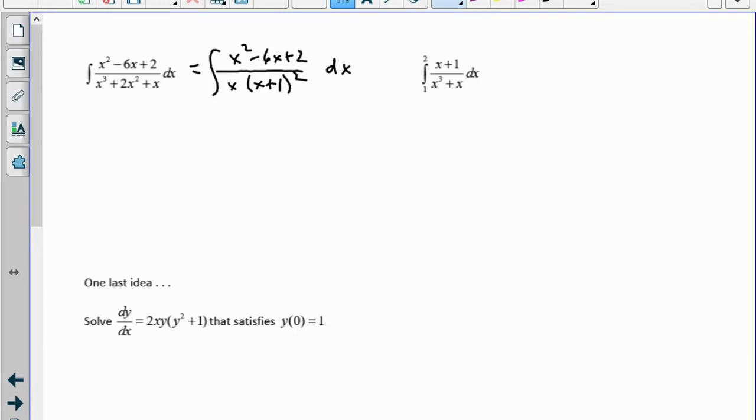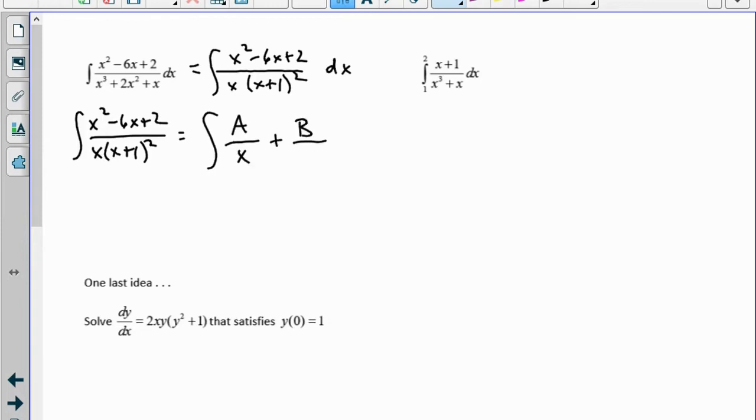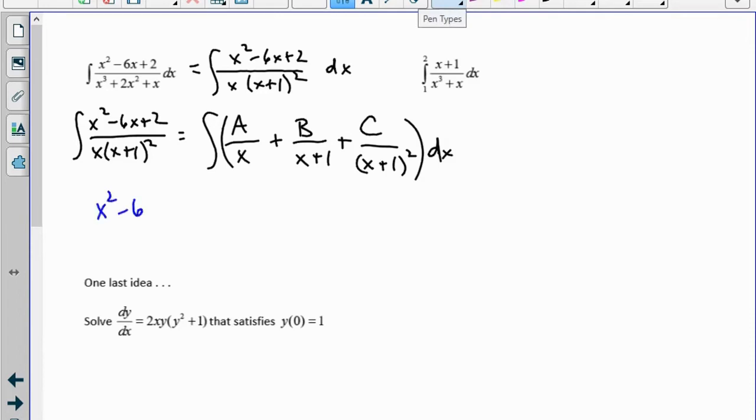So x squared minus 6x plus 2 over that is the same thing as a over x plus b over x plus 1 plus c over x plus 1 squared. And so now our objective is to take this and multiply through by the common denominator. So x squared minus 6x plus 2 is equal to a times x plus 1 squared, which I'm just going to write as x squared plus 2x plus 1.